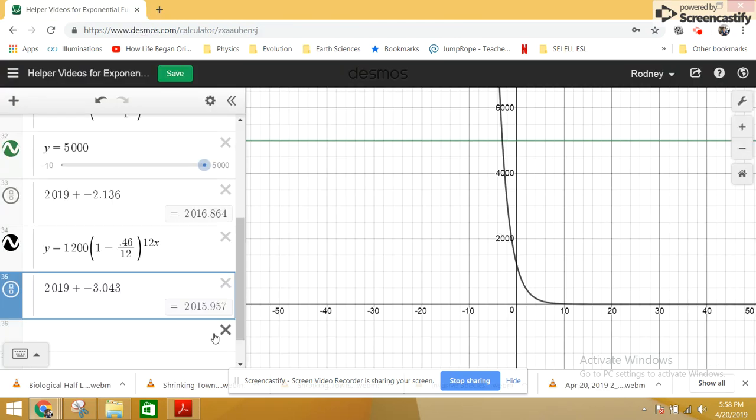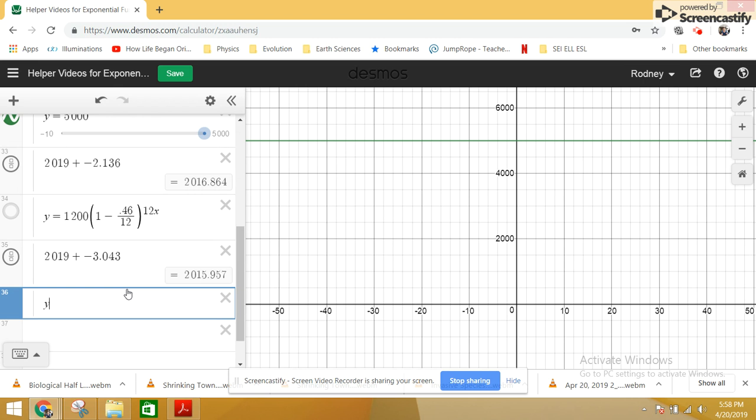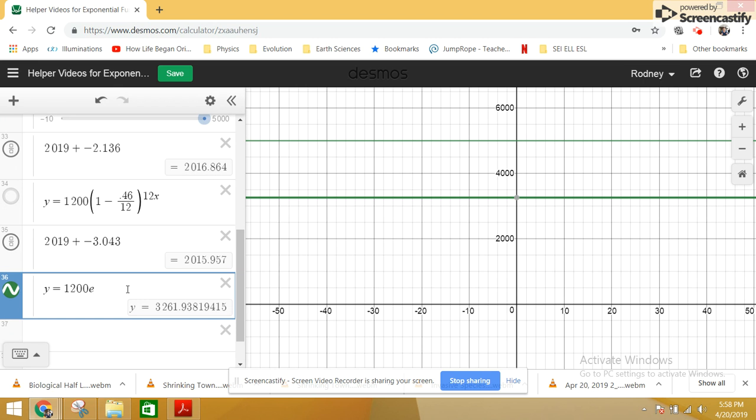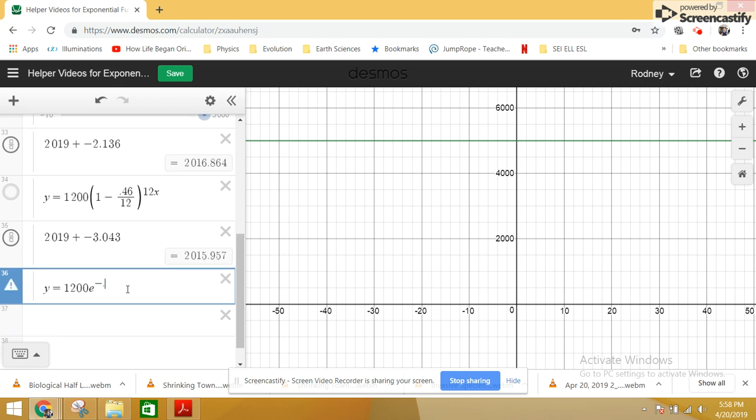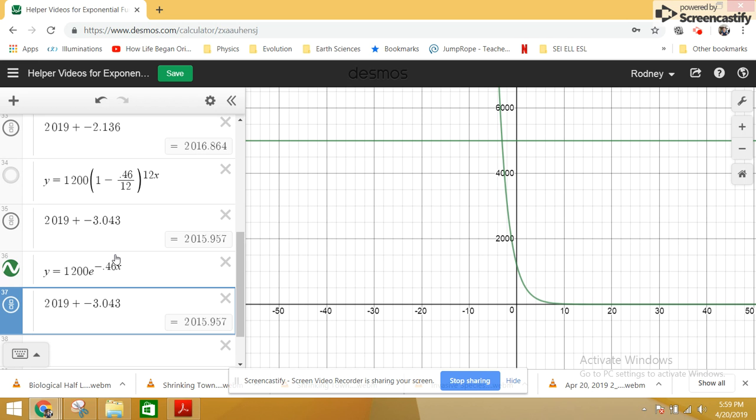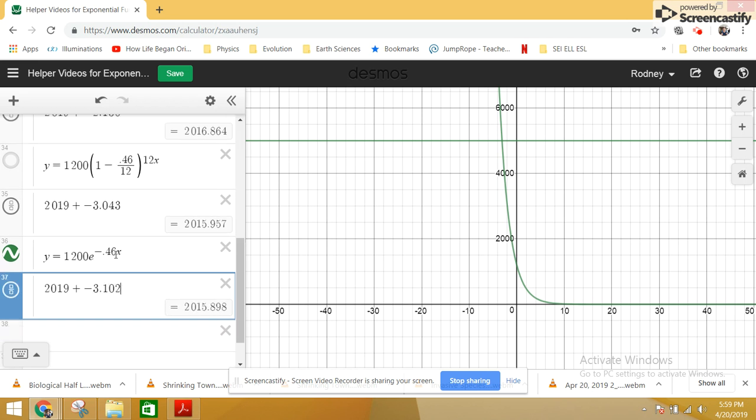So we'll go in here. We're going to make that one disappear. We'll plot that, y equals 1,200 e raised to the negative 0.46 x power. And let's see where that intersects with 5,000. In this case, 3.102. So 3.102, copy that, change that to negative 3.102, and sometime in late 2015.